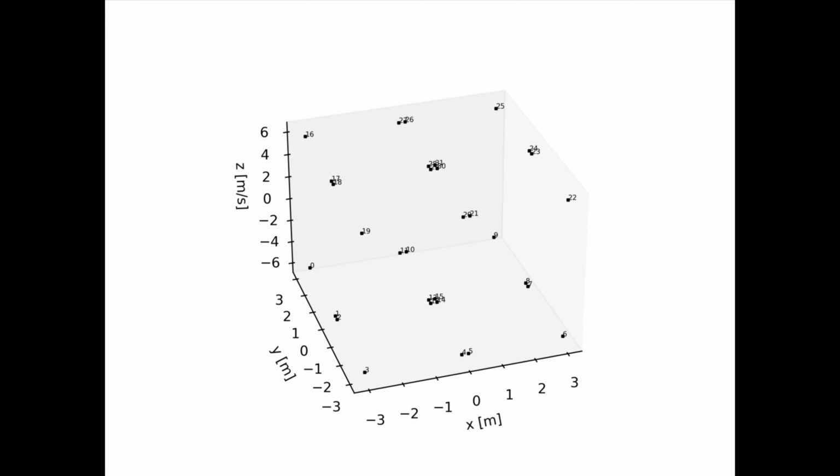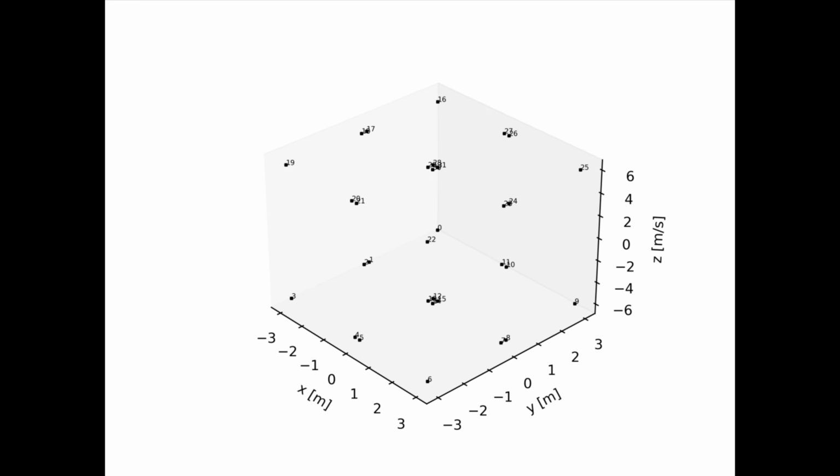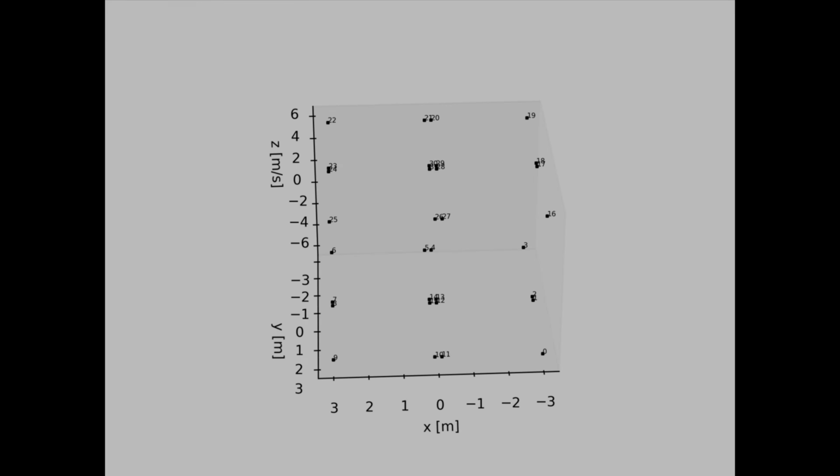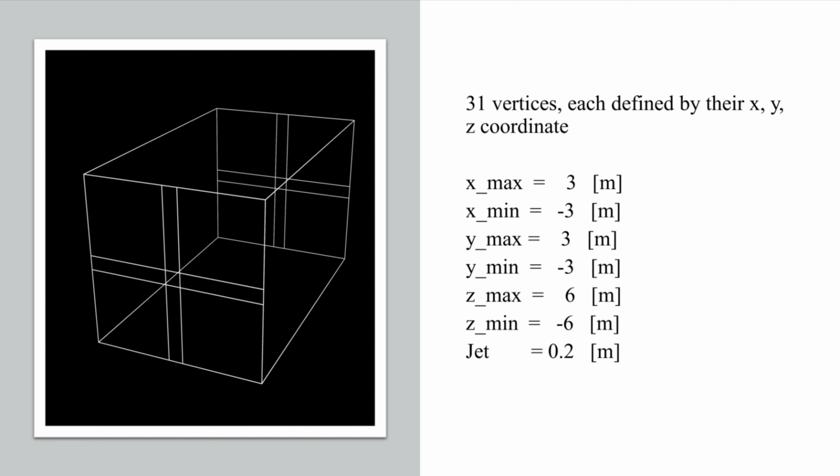The numbering scheme of the vertices is the hardest thing to keep track of, but it is vitally important for specifying blocks and boundaries. The block mesh I define here will extend from -3 to 3 meters in the x and y directions, and from -6 to 6 meters in the z direction. The jet is 0.2 meters tall and wide.